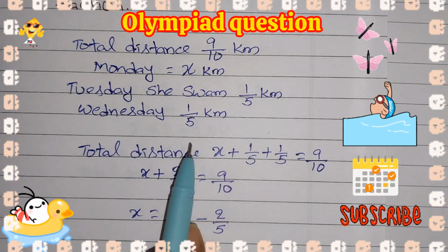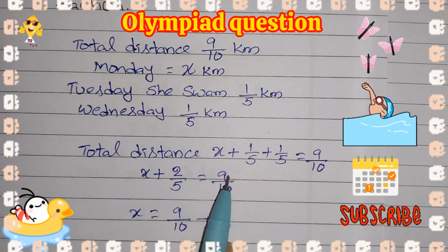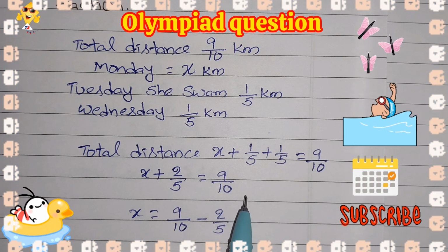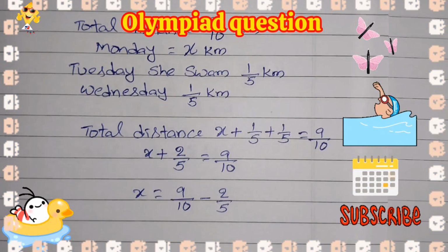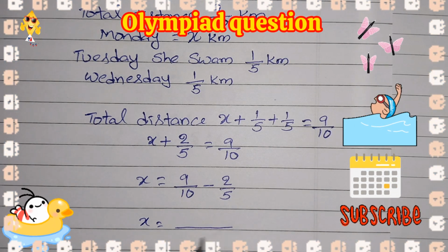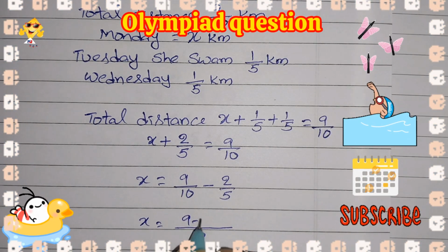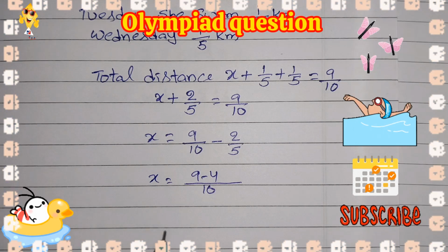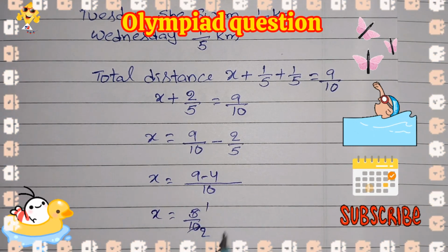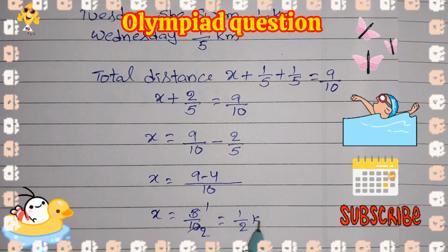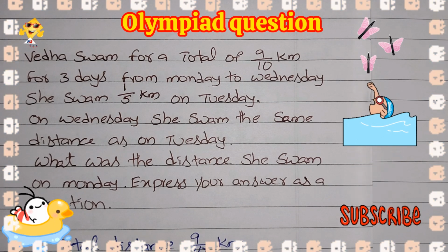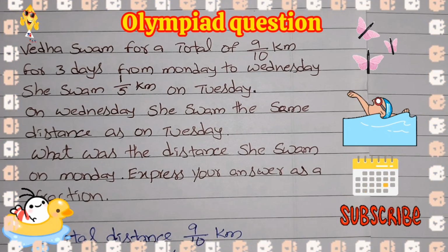Total distance equals x plus 1/5 plus 1/5 equals 9/10, because in the question they have given that she swam for total 9/10 kilometer for 3 days. x plus 2/5 equals 9/10. x equals 9/10 minus 2/5. LCM of 5 and 10 is 10. x equals (9 minus 4)/10. x equals 5/10. 5 ones are 5, 5 twos are 10, so 1/2 kilometers. So, she swam on Monday 1/2 kilometers distance.